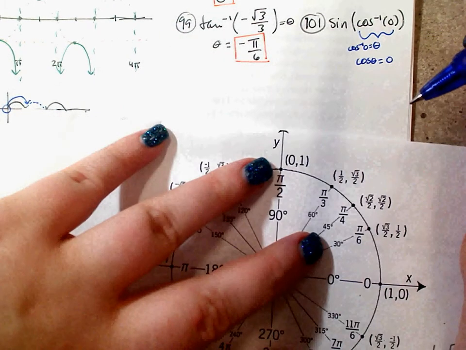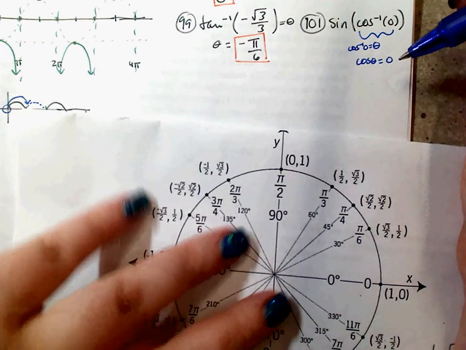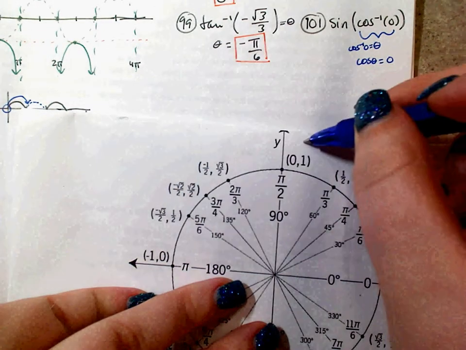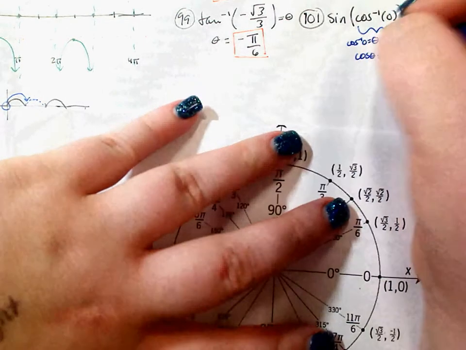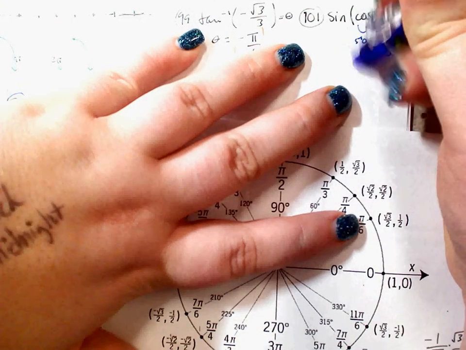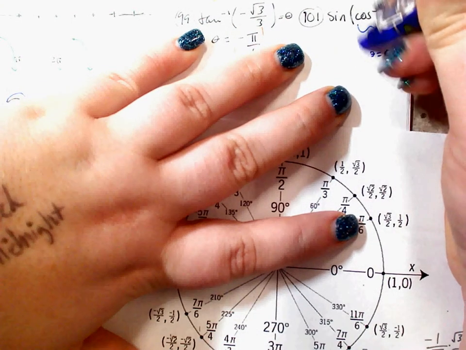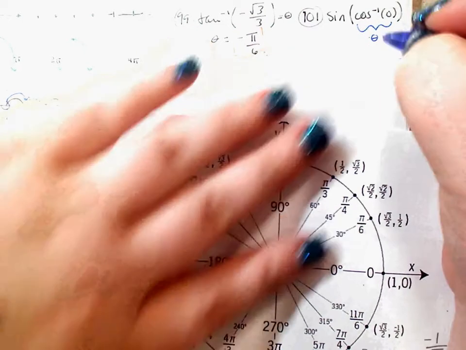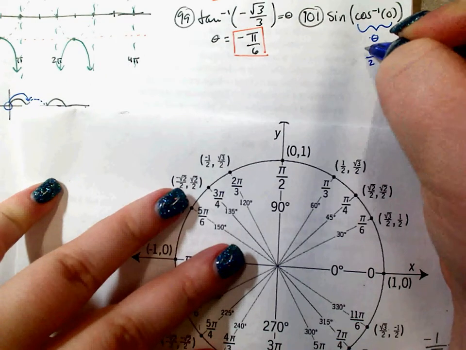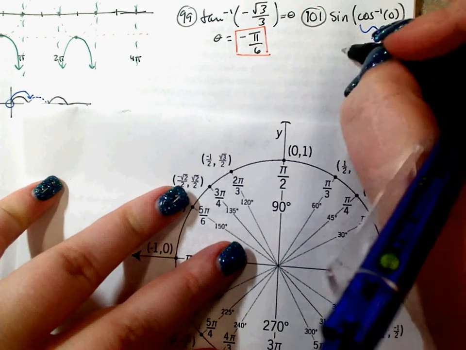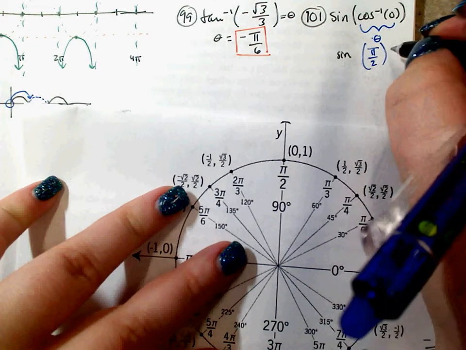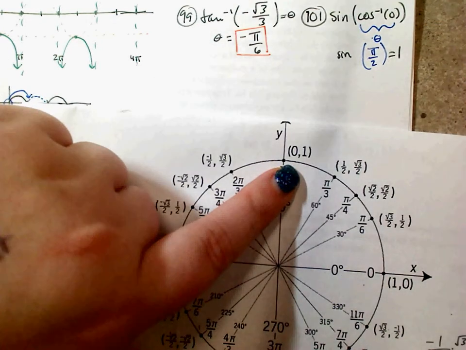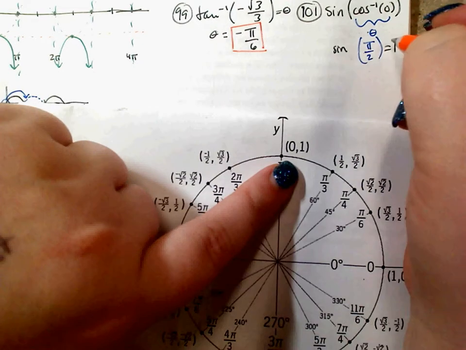So cosine is 0 at what angle? At, and remember cosine only exists from 0 to pi, at pi over 2. So this right here, this theta, is just pi over 2. So I'm actually asking you to find sine of pi over 2, and sine of pi over 2 is the y value, which is 1. Okay.